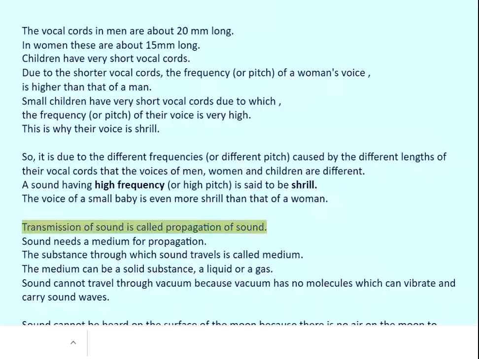Transmission of sound is called propagation of sound. Sound needs a medium for propagation. The substance through which sound travels is called medium. The medium can be a solid substance, a liquid or a gas.